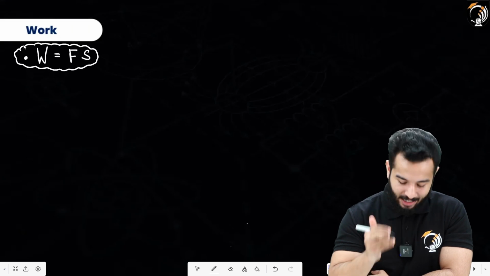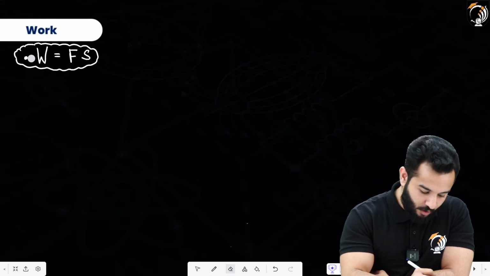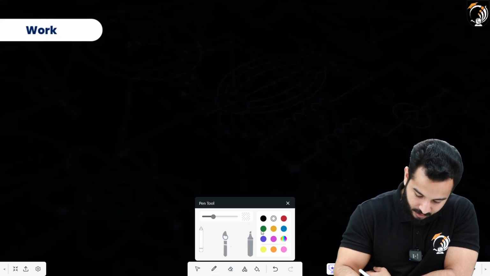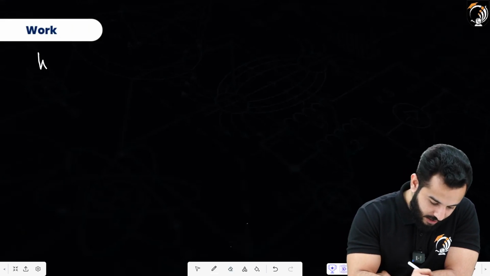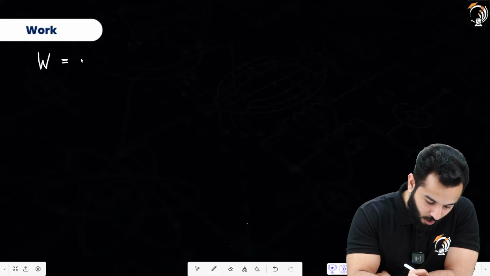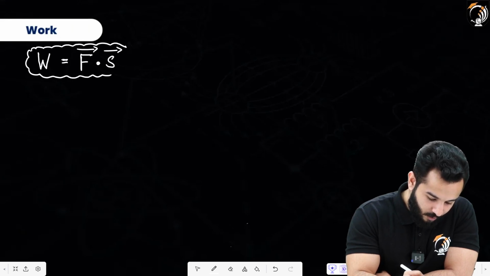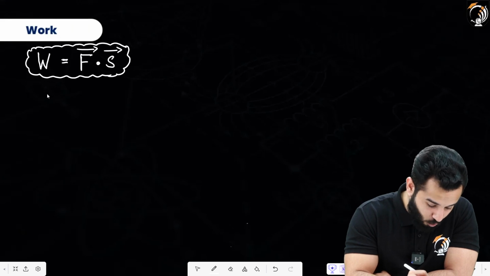Actually, work is a scalar quantity, and when you're going to move into some senior classes, you're going to see that work is actually written as the scalar product of two vector quantities, that is F dot s. Again, you don't have to worry about it right now. For now, you just have to remember that work is actually a scalar quantity.